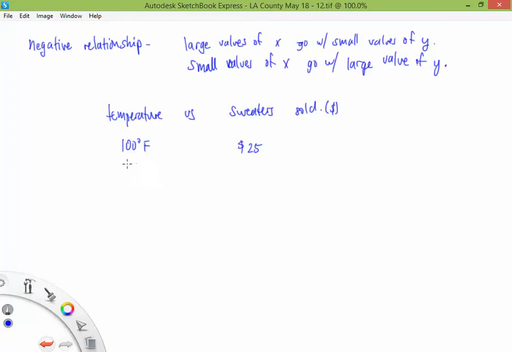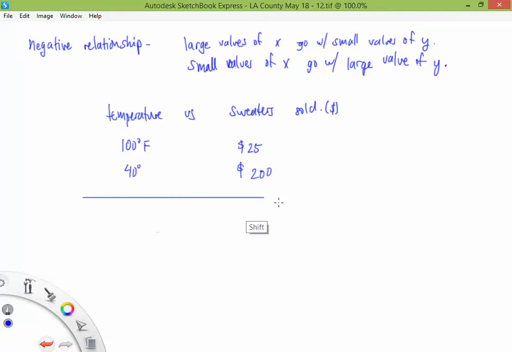On the other hand, let's say it's 40 degrees outside. People are like, oh, it's time to get that sweater that I wanted. So we're going to see large values here, maybe $200. So anyway, that's a negative relationship. Large values of x go with small values of y. Small values of x go with large values of y.